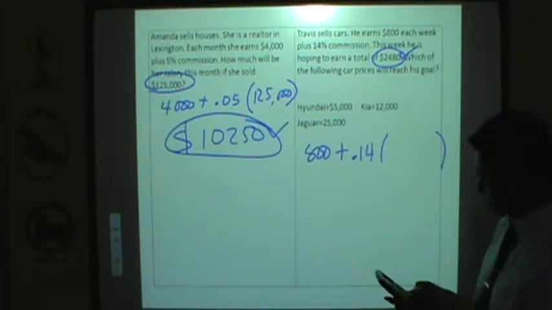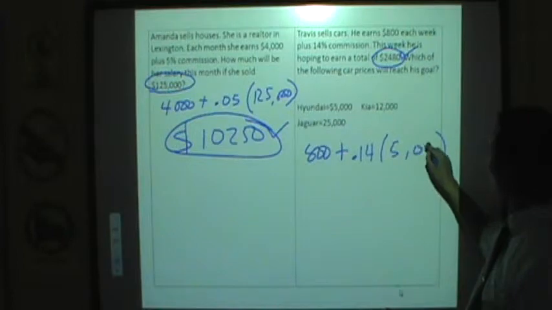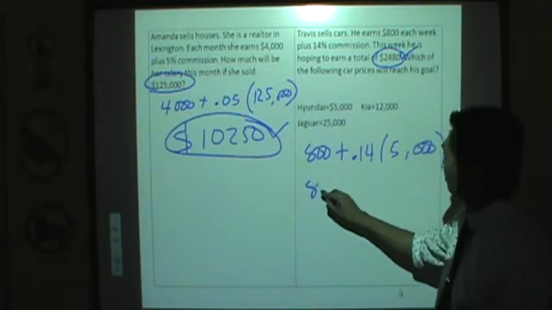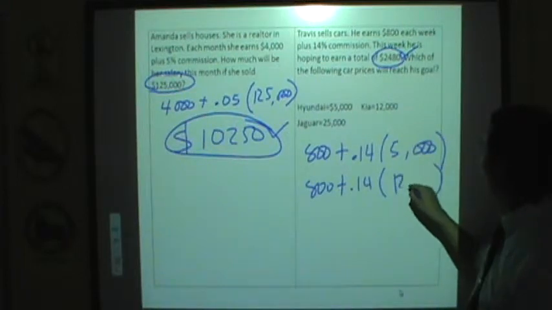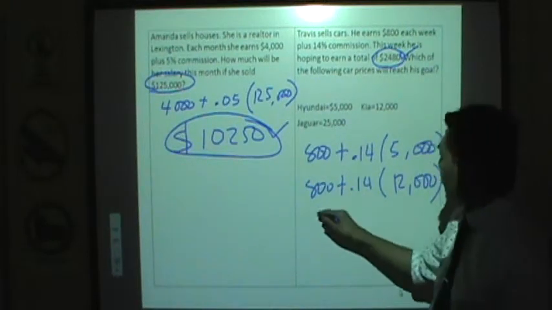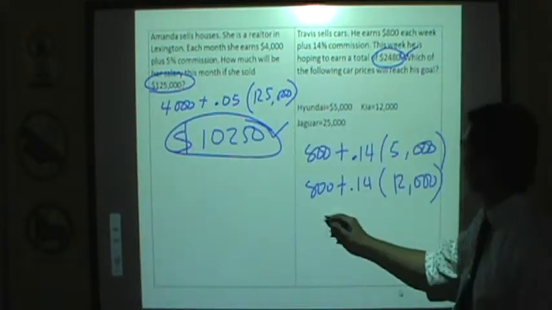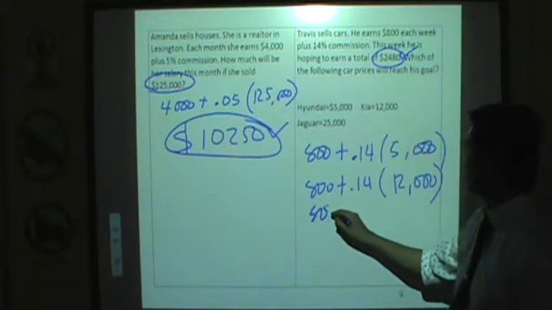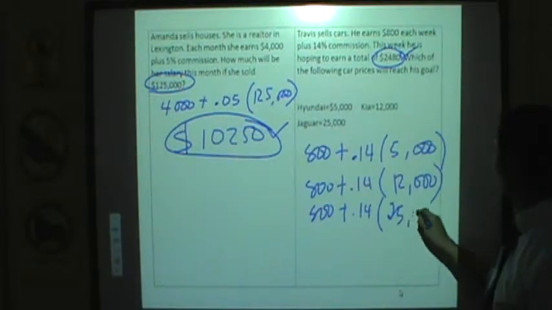So we'll see. Use your calculator. Try that one. Okay, try that one. Try the Kia this time. Okay, then try the Jaguar, which is $25,000, 25 grand. So 800 plus 0.14 again, and then 25.